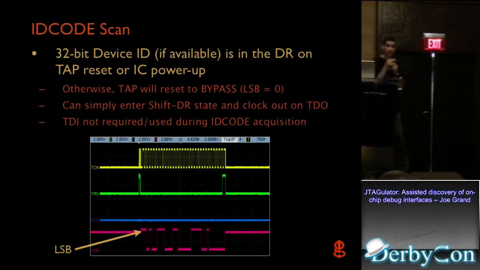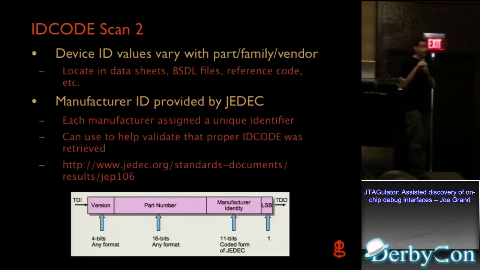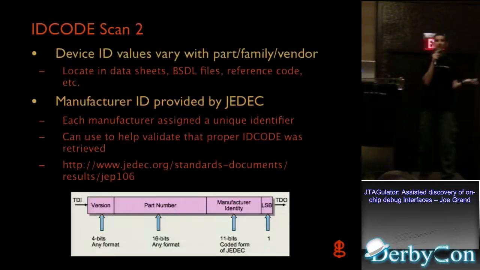And in this case, we don't need to look for TDI, so you'll see that doing an IDCODE scan is a lot faster than doing a bypass scan, but then we don't know what pin TDI is. So eventually we're going to need to do a bypass scan anyway, but at least if you do an IDCODE scan first, it's faster.